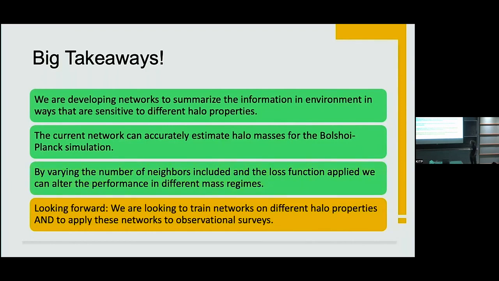We found that, depending on which mass regime we're working in, or that we care about, varying the number of neighbors that we include and the loss function that we use is really important for the results that our network ends up giving. And then looking forward, training the network on different halo properties will be one of our main focuses, along with figuring out how to apply these networks to observational surveys in the best way possible. That is all. Thank you very much.